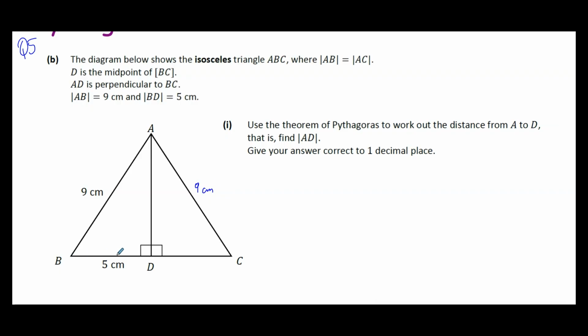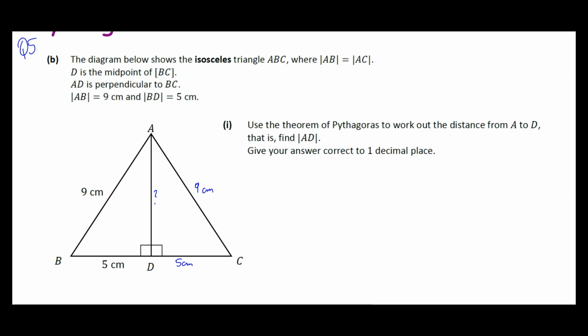So we can see that from A to D is 5, therefore from D to C is as well 5 centimeters. And then we have those, the 9 and the 5. So we have to use the theorem of Pythagoras to work out the distance from A to D. So we are looking for what distance? That's the distance we are looking for. Give your answer correct to 1 decimal place.